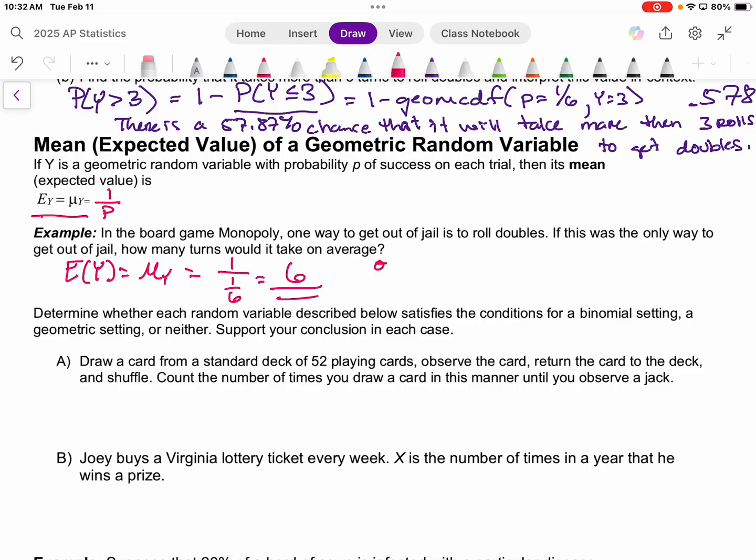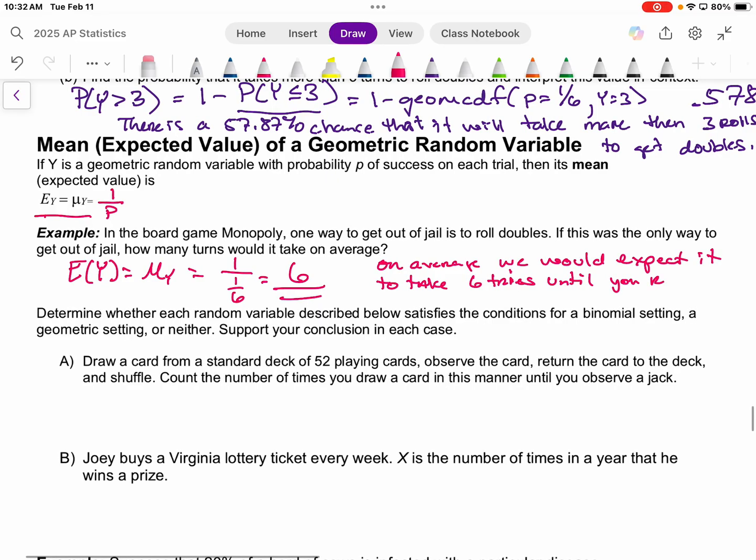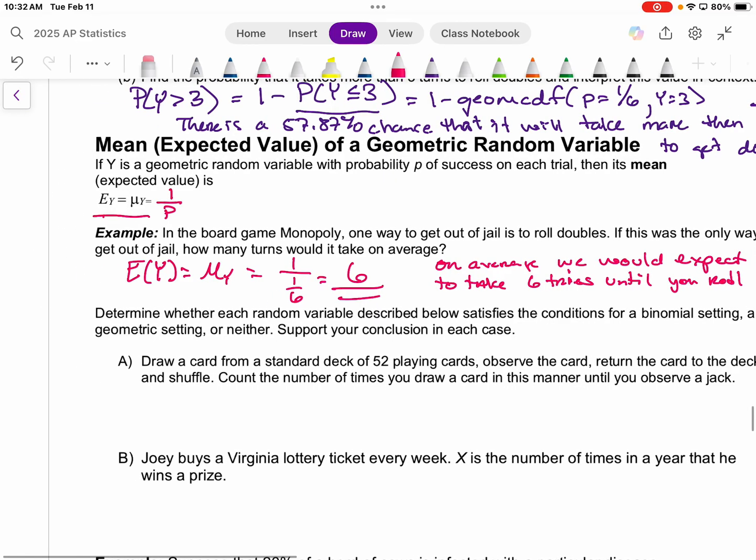On average, we would expect it to take 6 tries until you roll doubles.